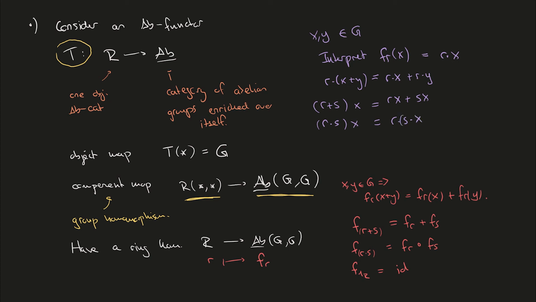And finally, we have that the identity in R times x is equal to the identity of x, which is just x. Now we see that these conditions are exactly what we need for a left R module. So in fact, an Ab-functor from a single object Ab category into the category of abelian groups, considered as an Ab category, is just a left R module.